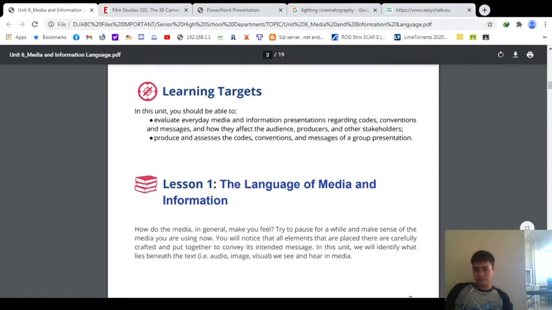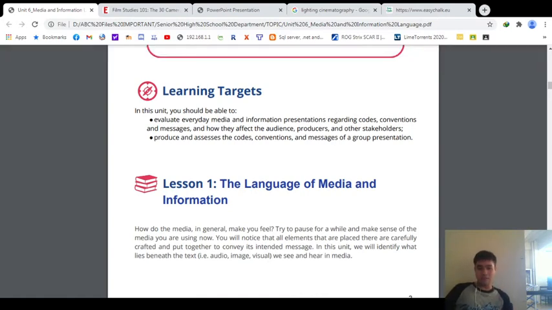Okay, so lesson 1, the language of media and information. How does the media in general make you feel? Try to pause for a while and make sense of the media you are using now. You will notice that all elements that are placed are carefully crafted and put together to convey its intended message. In this unit, we will identify what lies beneath the text: the audio, image, and visuals we see and hear in media.